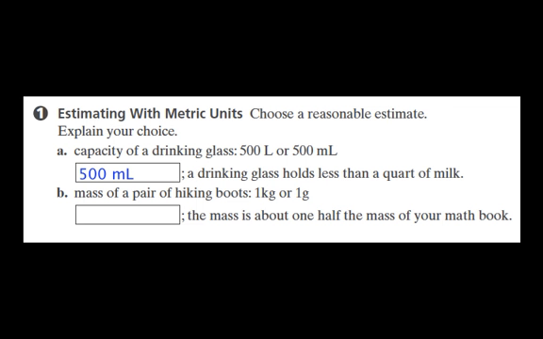For B, mass of a pair of hiking boots. 1 kilogram or 1 gram. Now remember, 1 gram is a paperclip. There's no way the mass of your hiking boots could be 1 gram. They are closer to about 1/2 the mass of your math book. So 1 kilogram would be correct for the mass of a pair of hiking boots.